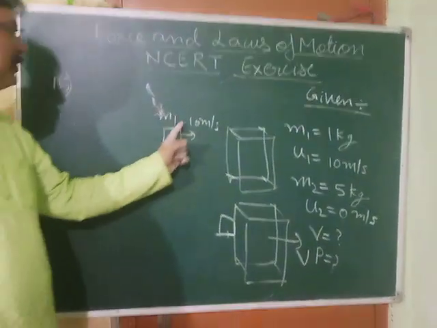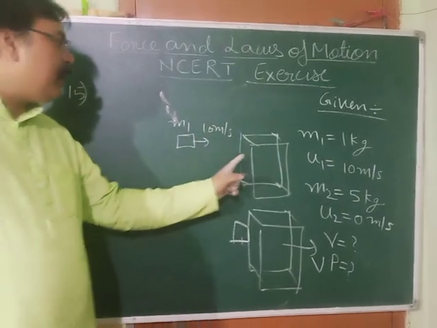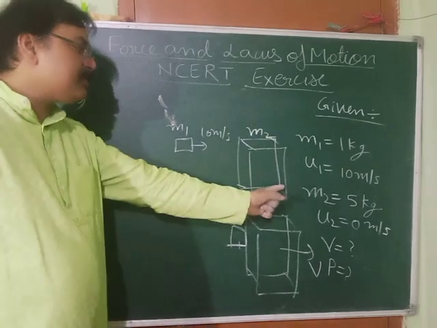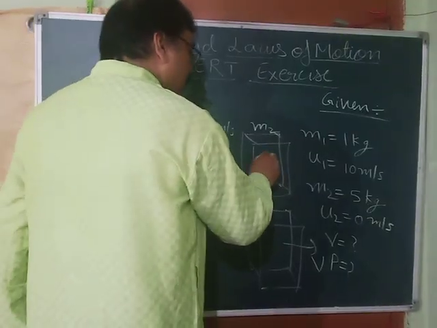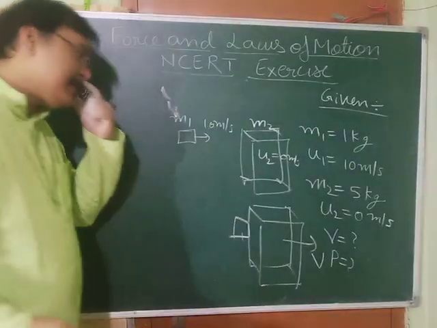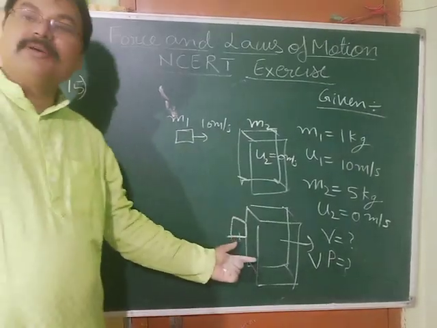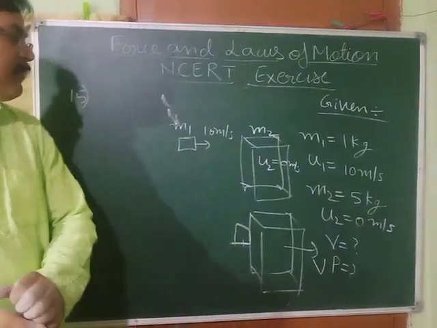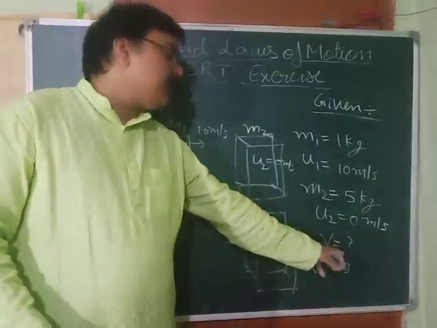This body is moving with this velocity and colliding with the body which is at rest, so u2 is equal to 0 meters per second. After collision they stick together and move with the velocity v in the same direction. Now what do we have to find out? We have to find out their common velocity.